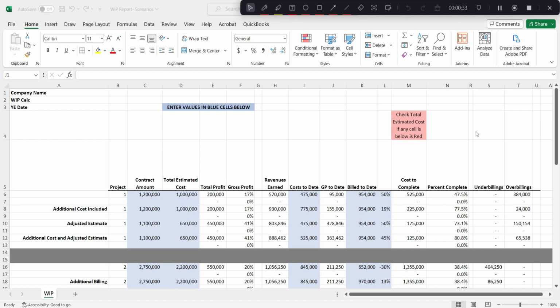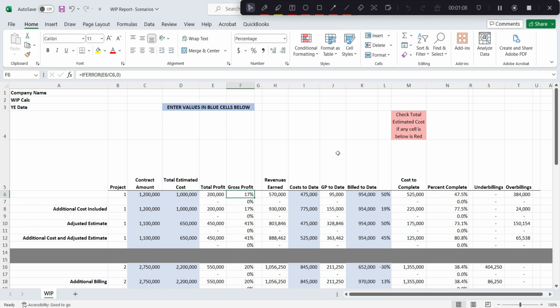Typically, you run through different scenarios to see what could be causing it. I've put together a few different scenarios based off of large overbillings and large underbillings. It's something you guys can keep a lookout for when you're making necessary adjustments to your WIP. So let's get started with the first example, project 1, where we have a large overbilling of $384,000. We've got a $1.2 million contract with total estimated cost of $1 million.